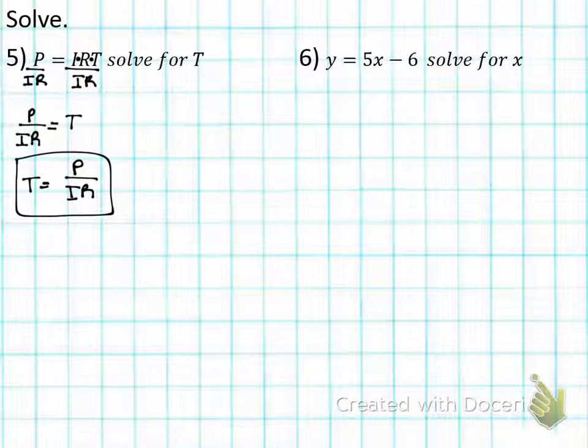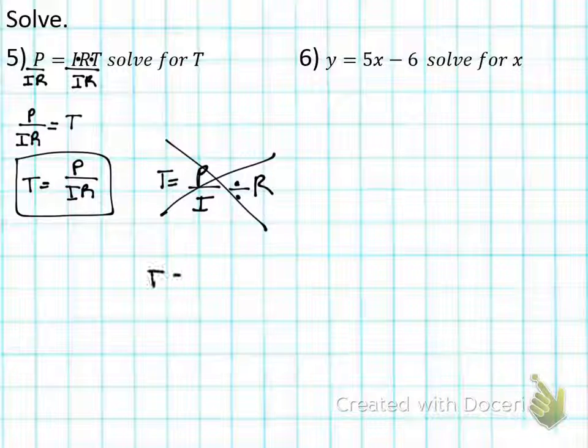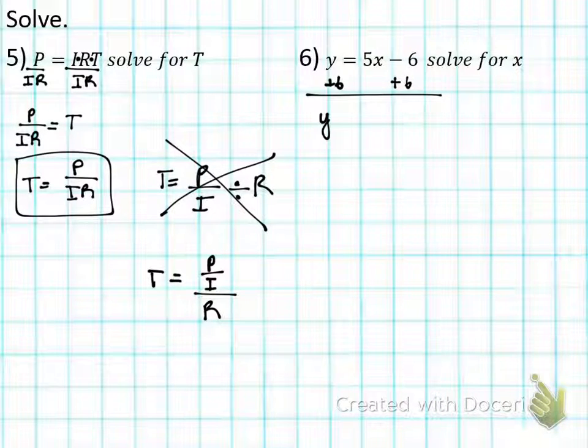Go. Last one. On this example, we need to do the opposite of subtract 6. What's the opposite of subtract 6 again, Damien? Add 6. Good, add 6, okay? So we got y plus 6 is equal to 5x, or 5 times x, okay? Right now, just look at what we're doing. We added 6. Now, look at the x. What's by the x? What's the 5 doing?